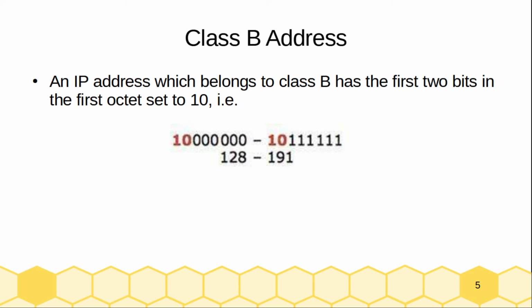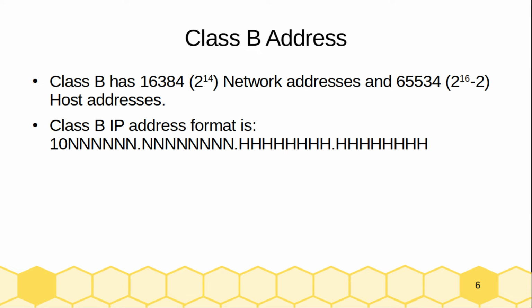As for class B, an IP address which belongs to class B has the first 2 bits in the first octet set to 10. The class B IP range is from 128 to 191, that is 128.0.x.x to 191.255.x.x, and the default subnet mask of class B is 255.255.x.x. Thus, class B has 2 power 14 network addresses and 2 power 16 minus 2 host addresses. The class B IP address format is 10, then the network bits and the host bits.